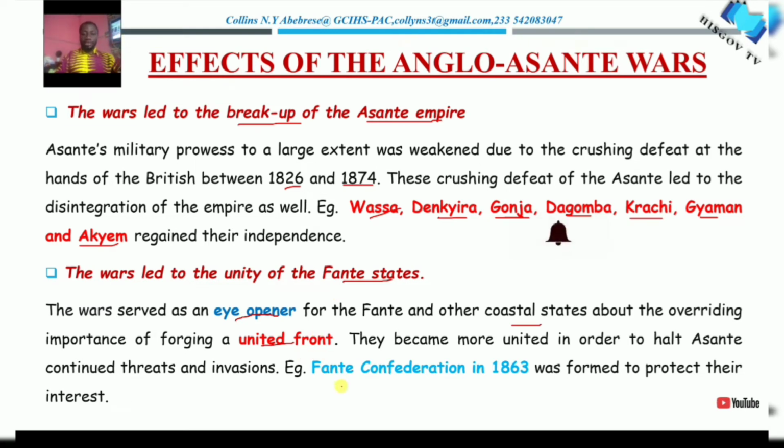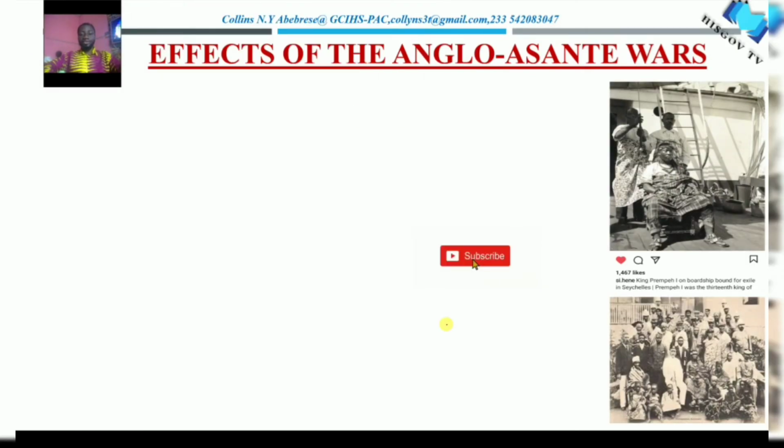And so in the course of that, the Fante Confederation, which we will look at later, was formed in 1863 after a certain invasion in which the British did not come to the aid of the Fantes. And so they formed the Fante Confederation in 1863 in order to protect their interest as a people. And so it led to the unity of the Fante states. But even the Fante Confederation could not last for long. And we will look at that in our subsequent lessons. We will look at the aims and everything about the Fante Confederation. Good. So I think these two points are well explained.